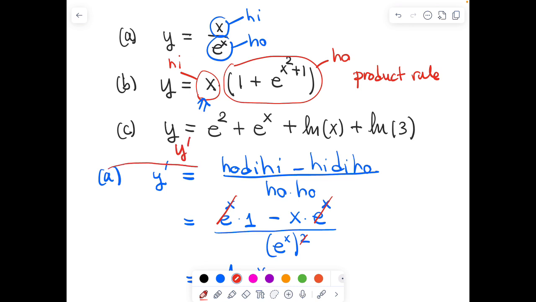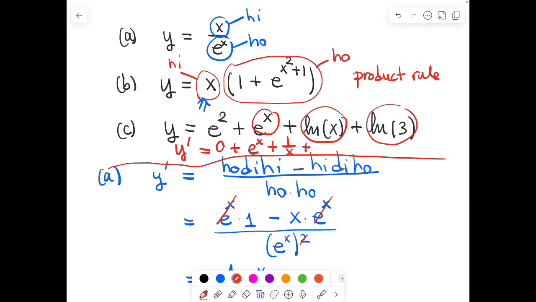So I'm going to write my answer right here. Differentiate e squared, you get 0. Differentiate e to the x, you get e to the x. Okay, that's what we learned earlier. Differentiate ln of x, it's 1 over x. And we learned that in the beginning of the lecture. Plus, last one, differentiate ln of 3. Again, this is a constant because there's no x anywhere, right? You can use a calculator to find this value. So differentiate a constant, you get another 0. So the answer is e to the x plus 1 over x for part C.